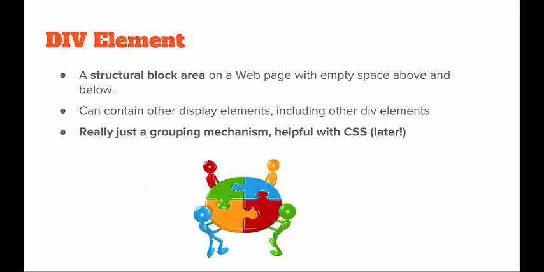The final element we want to take a look at today is the div element. This is something we're going to explore more in the future, but it's a structural block area on a web page with just empty space above and below. Really, it's in some ways a grouping mechanism, but in other ways it's a way of formatting a set of content separate from the rest of the page. It can contain just about any other display element, including other divs, but it's going to be most helpful when we look at CSS. One of your chapter readings for this week involves looking at CSS. We're going to explore it a bit more here next week.